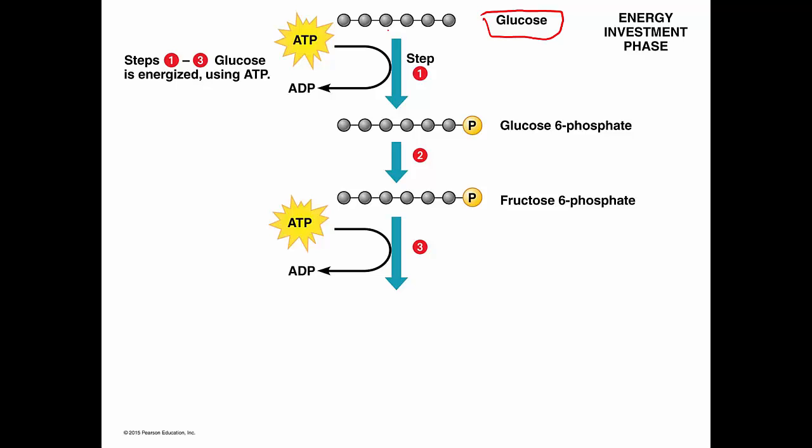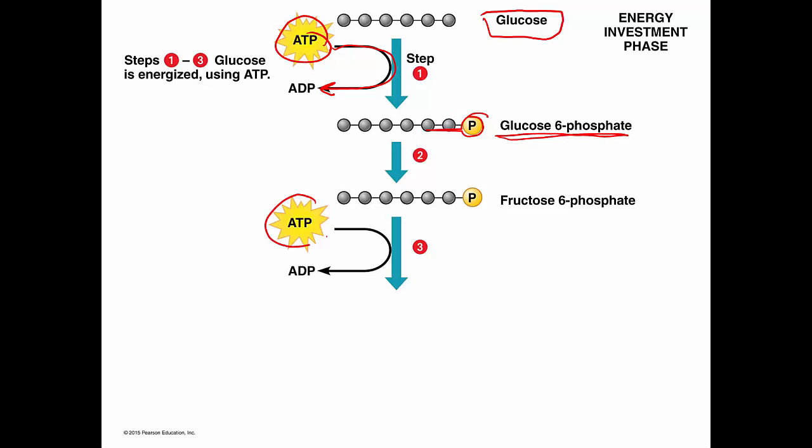The first thing that happens with glucose is it gets phosphorylated. You can see an ATP comes in, that ATP gives away one of its phosphate groups and is turned into ADP. Now we have glucose 6-phosphate formed. And again, you can see that phosphate group added to the 6 carbon molecules of glucose.